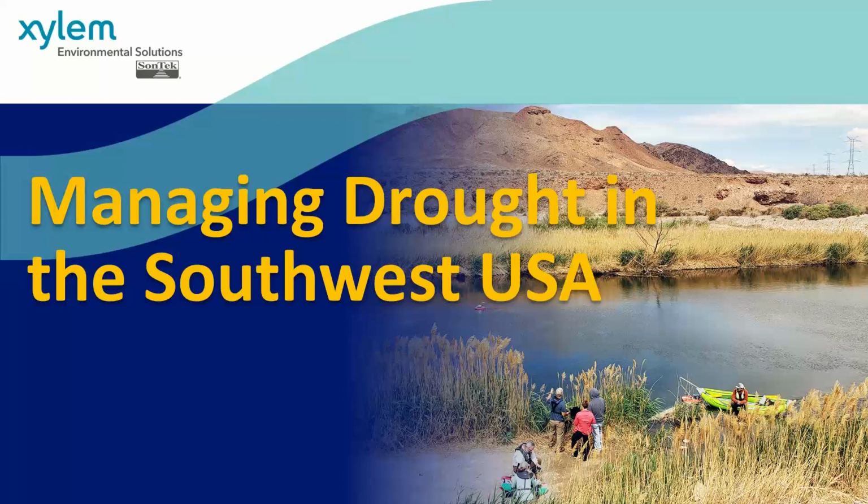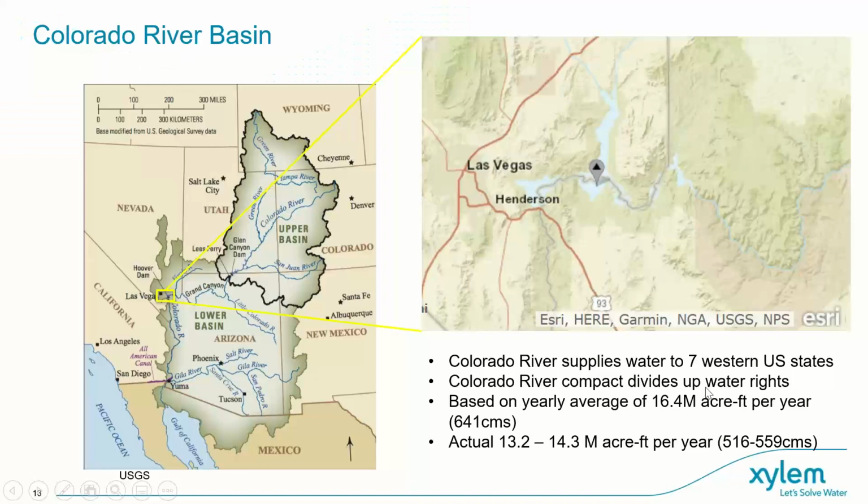So with that, I'll talk a little bit about managing drought in the southwest US. So we're going to take a look at an area near Las Vegas, which is part of the Colorado River Basin.